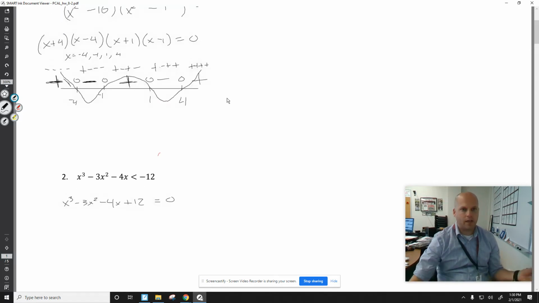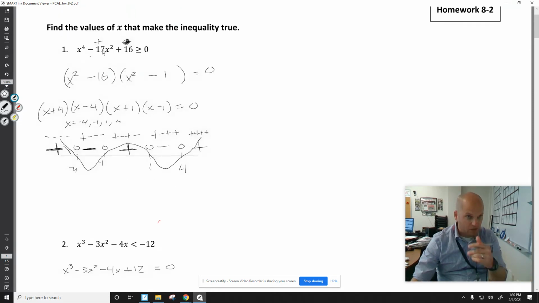Okay. Oh, again, I didn't answer the question. When is x to the fourth... when is this thing greater than or equal to 0? When are we positive? We are positive here, here, and here. We are going to include this and this and this and that, because that's when we're equal to 0.